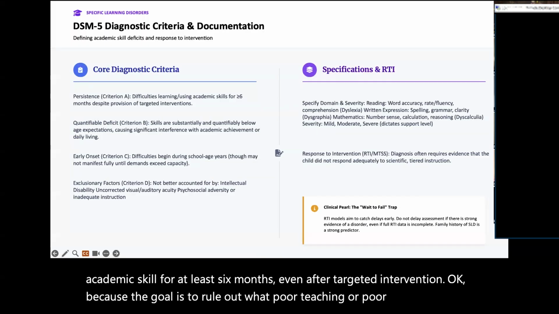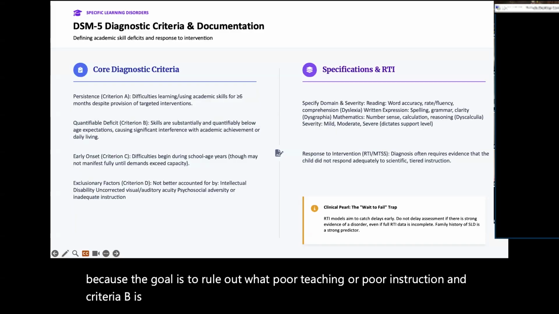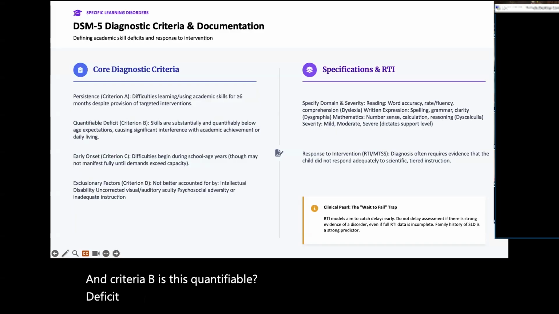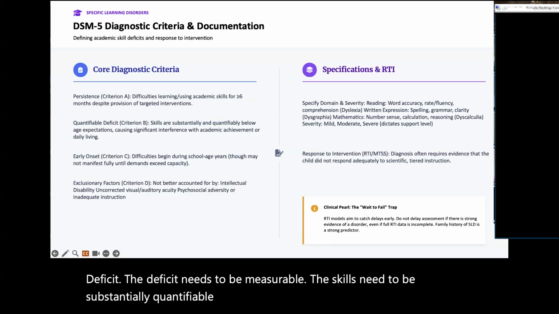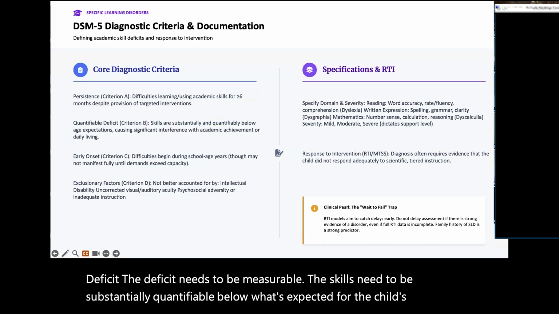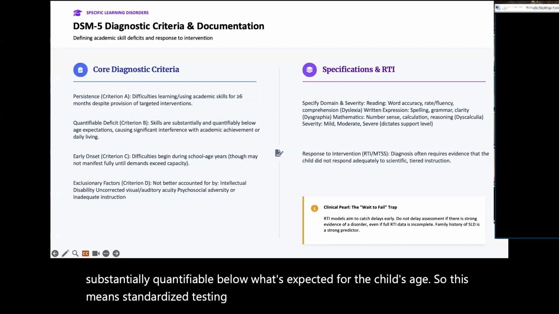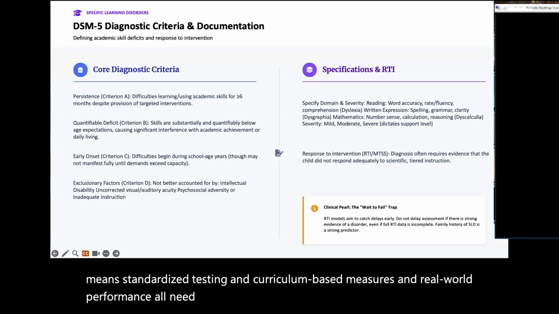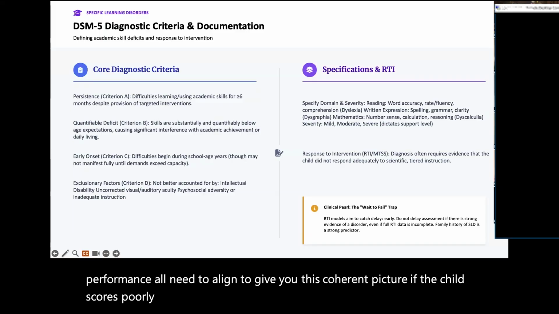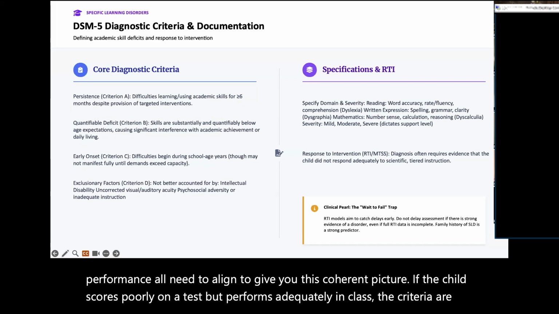And criteria B is this quantifiable deficit. The deficit needs to be measurable. The skills need to be substantially quantifiable below what's expected for the child's age. So this means standardized testing and curriculum-based measures and real-world performance all need to align to give you this coherent picture. If the child scores poorly on a test but performs adequately in class, the criteria are not met.